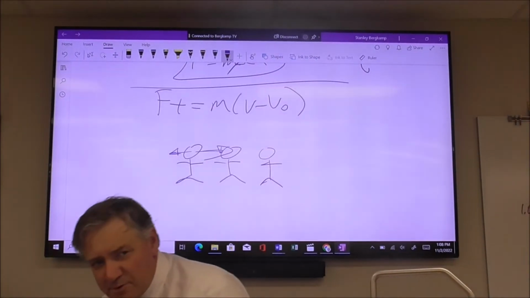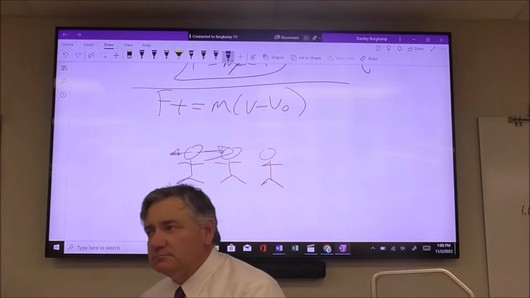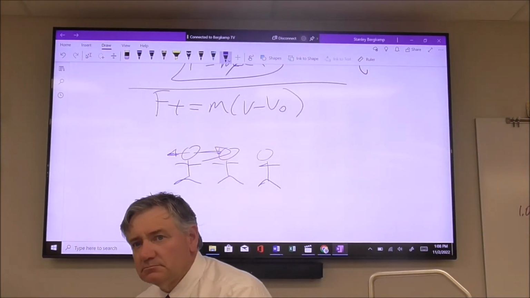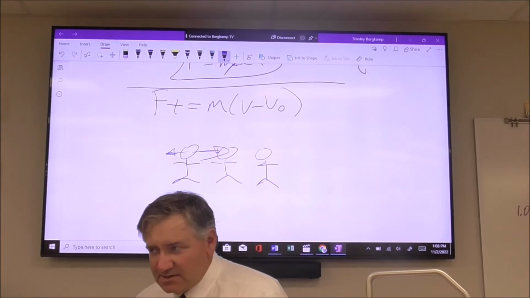So when they push off of each other, what has to happen? They have to go in opposite directions. Why? So the momentum still adds up to 0.